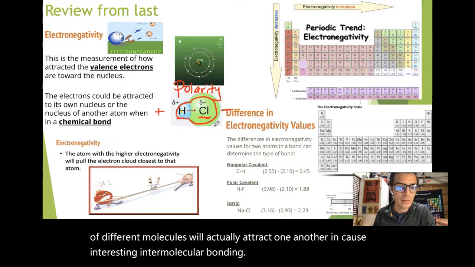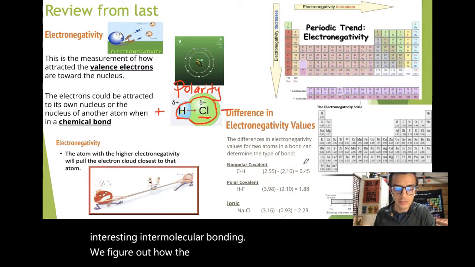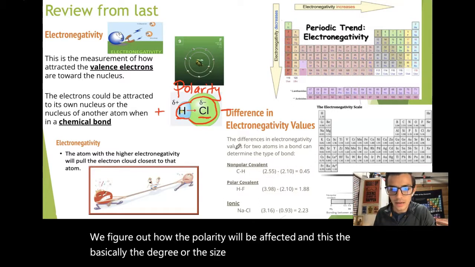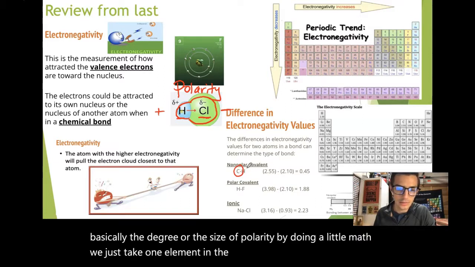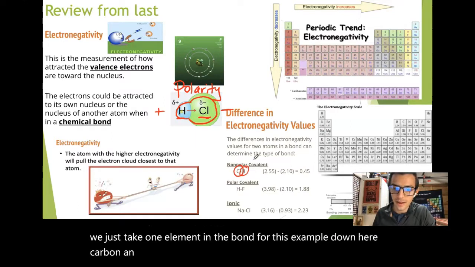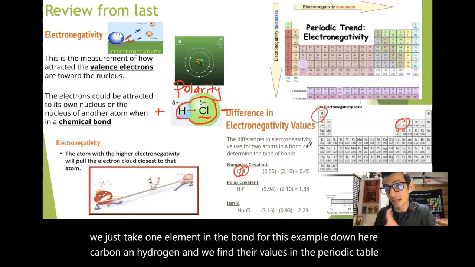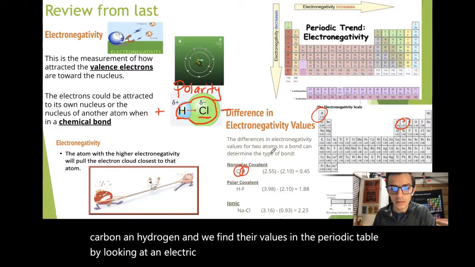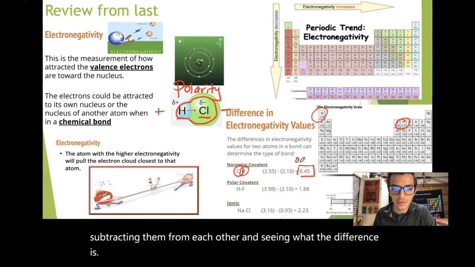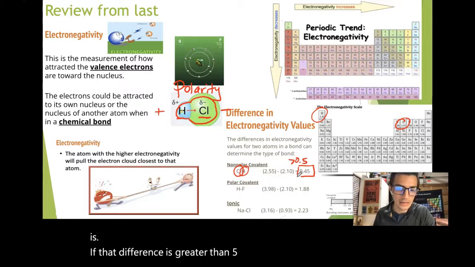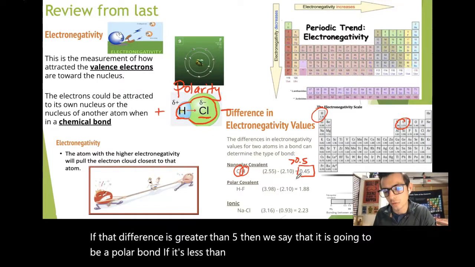We figure out how the polarity will be affected, and basically the degree or the size of polarity, by doing a little math. We just take one element in the bond, for this example down here, carbon and hydrogen, and we find their values by looking at an electronegativity periodic table and then subtracting them from each other and seeing what the difference is. If that difference is greater than 0.5, then we say that it is going to be a polar bond. If it's less than 0.5, we call it a non-polar bond.